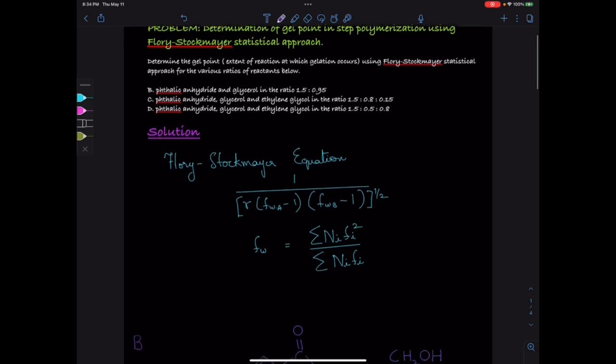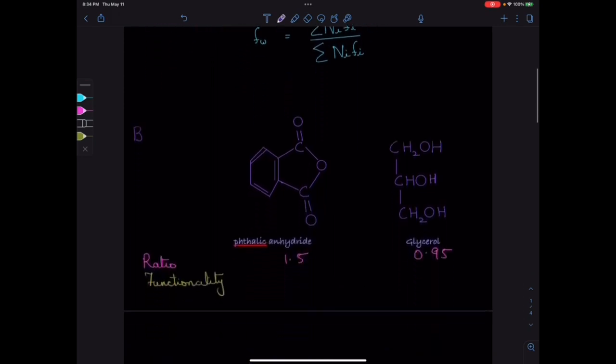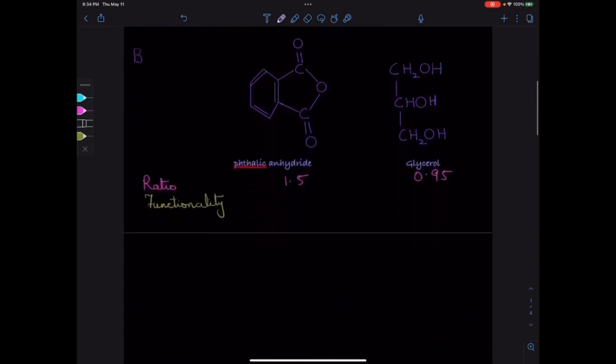So Flory-Stockmeyer equation is here. Pc equals 1 over square root of R times FWA minus 1 times FWB minus 1, where R is the feed ratio and R is less than 1, and FWA and FWB are the weight averages of the functionalities A and B. Now, in the first case, we have phthalic anhydride and glycerol in the ratio 1.5 is to 0.95. So, let's first try to find out the feed ratio.